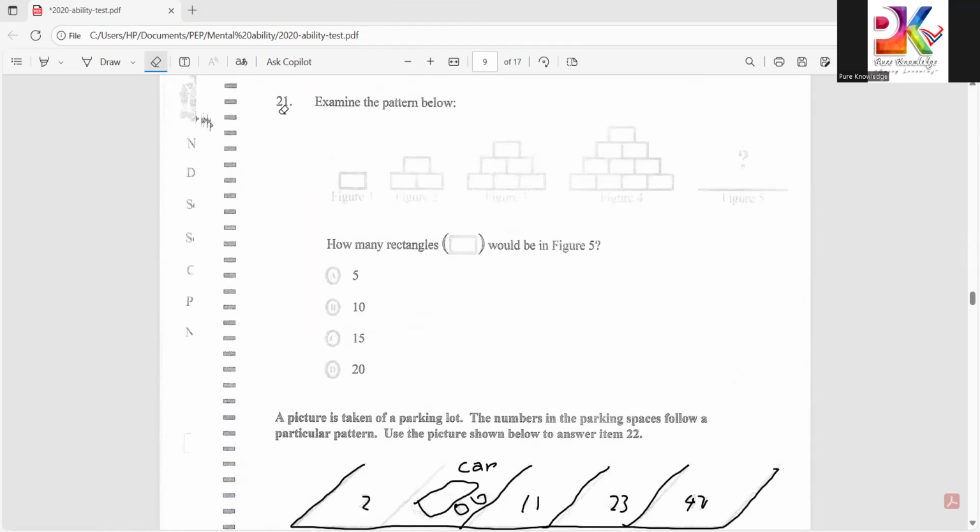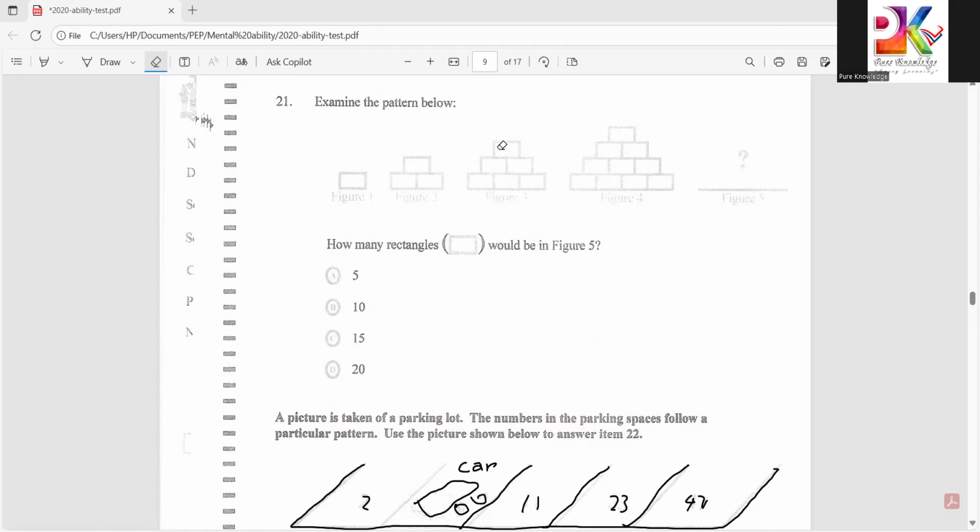So let's get going. Item 21 says examine the pattern below. So we have figure 1, figure 2, figure 3, figure 4. It says how many rectangles would be in figure 5? So again, guys, we have to establish the pattern. I remember we said that in order to prepare using these videos, you would pause the video, work it out for yourself, and then see if the answer you got was indeed correct. If it wasn't correct, then you will learn from the mistakes that you would have made. All right, so let's get going.